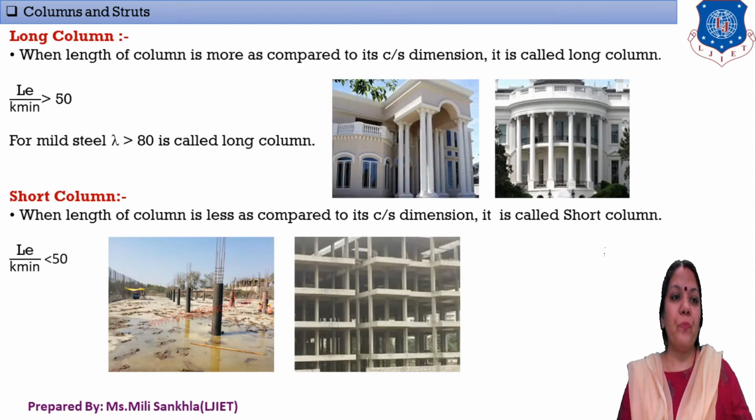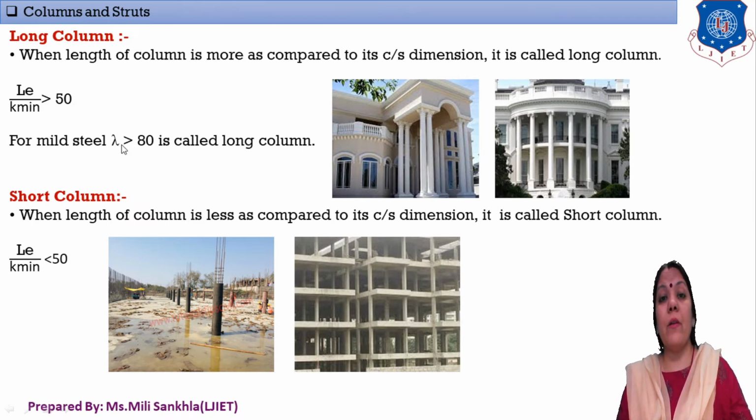Okay, now what is a long column? Again here I take two figures of long column. In the first we can see that the length of the column is more. In the second figure also we see that the length of the column is more. Now what is the definition of long column? When the length of a column is more than its cross section dimension, it is known as a long column. And in relation to radius of gyration, LE by K minimum greater than 50, then that is known as a long column. Okay, for mild steel, if our slenderness ratio lambda is greater than 80, then it is known as a long column.